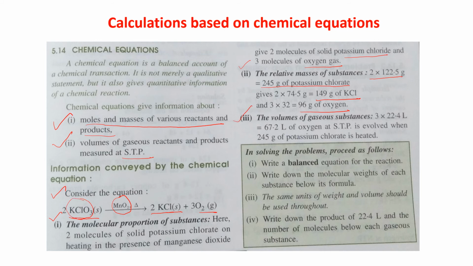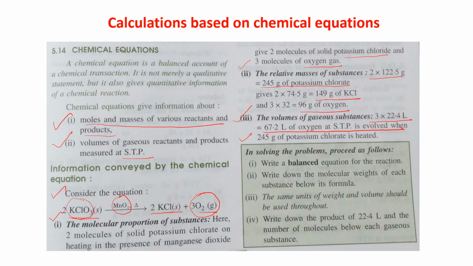Third, the volume of the gaseous substance. 3 molecules of O2 we are getting. So that means we are getting 3 into 22.4 liters. The volume of the gaseous substance. So 67.2 liters of oxygen at STP is evolved when 245 gram of potassium chlorate is heated.